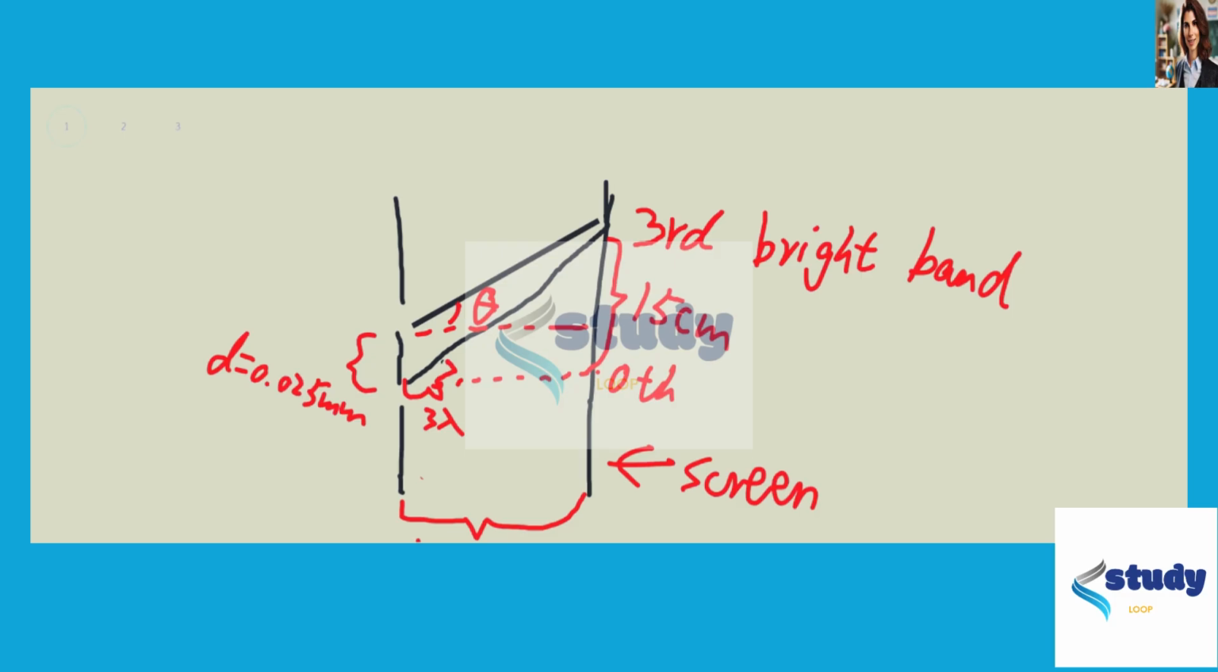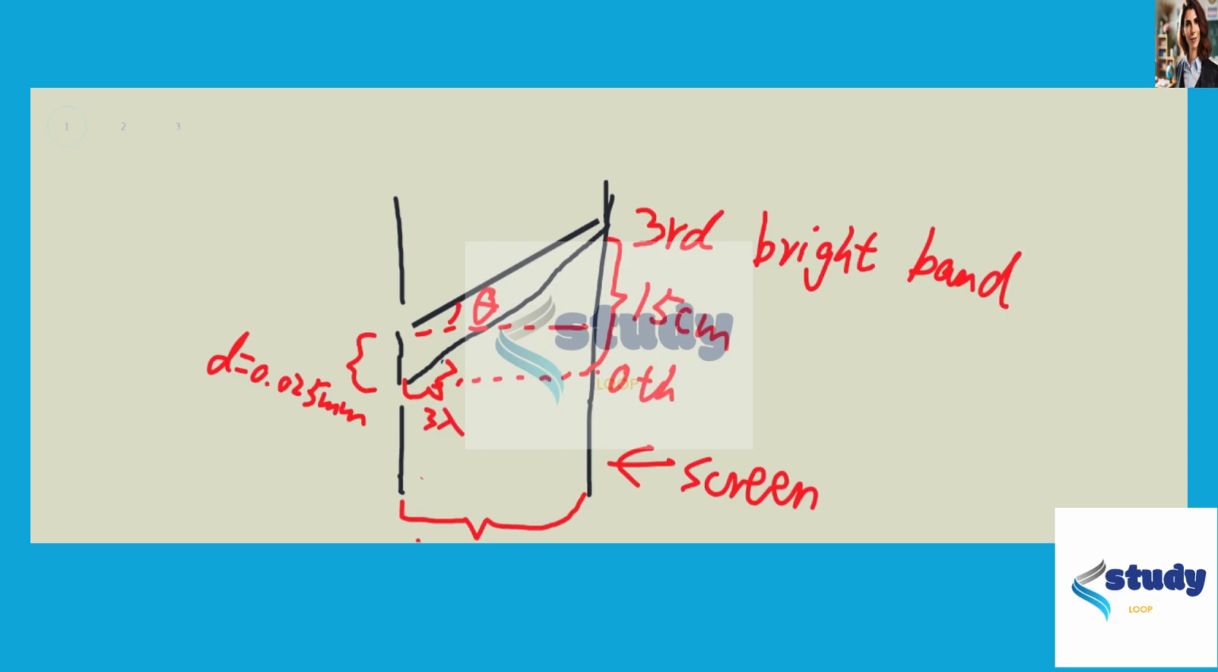So you see this is a double slit here, and the separation of the slits is 0.025 millimeter, and the distance between the slit and the screen is 2 meters. And the spatial separation from the zeroth order band to the third bright band is 15 centimeter, and the path difference should be 3 lambda.